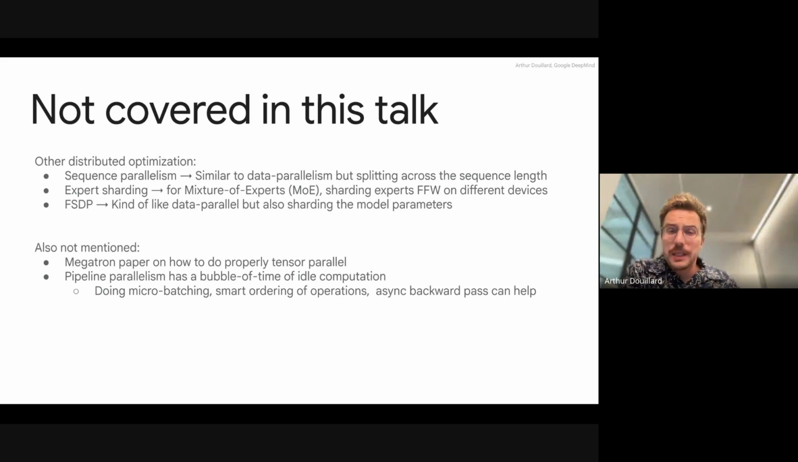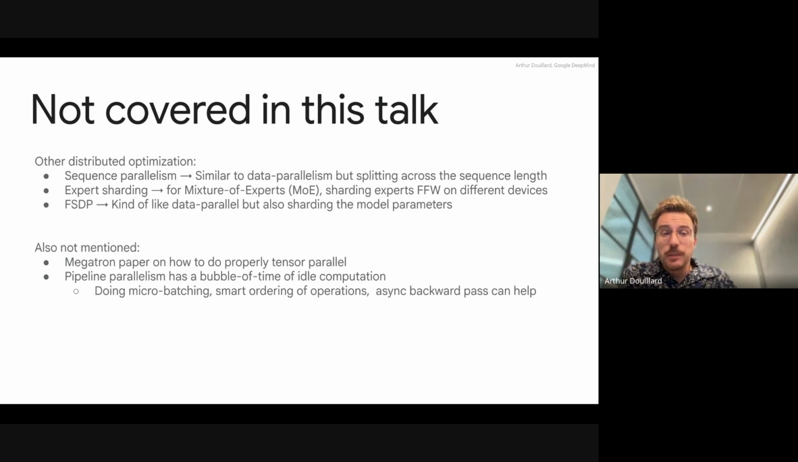We also have the expert sharding. So when we do mixture of experts, where instead of having a single feed-forward network, we have multiple feed-forward networks in parallel, here we can actually shard the expert feed-forward parameters on different devices. So each device will have a single expert or multiple, and then we just gather them back at the end of the mixture of expert layer.